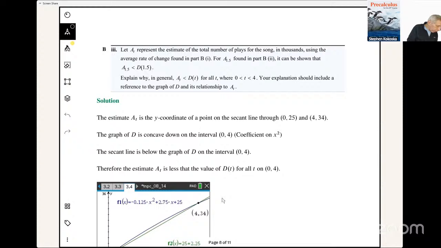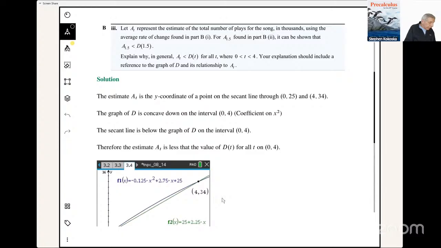Let's take a look at part 3 here. This is a good one, good problem. It says, let A represent the estimate of the total number of plays for this song in thousands, A sub t.